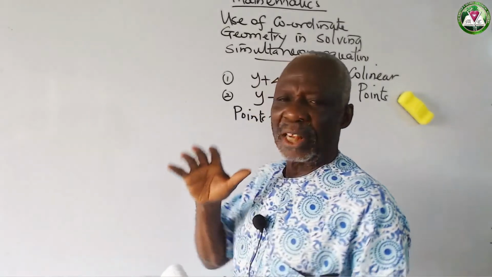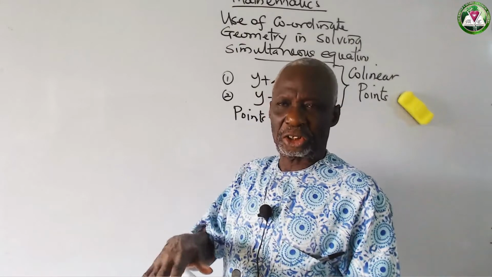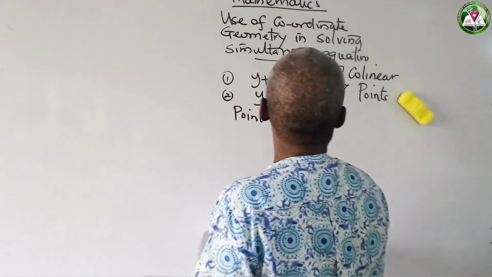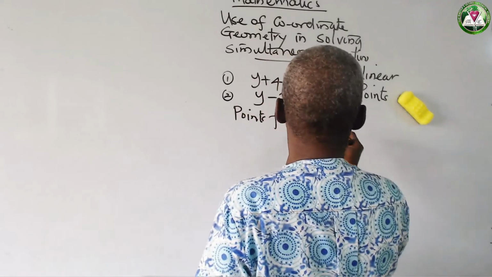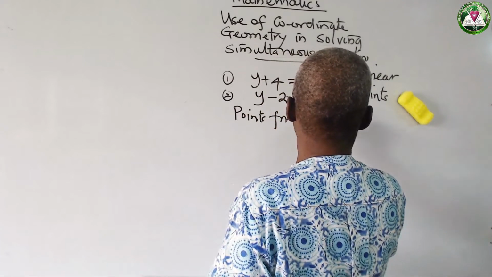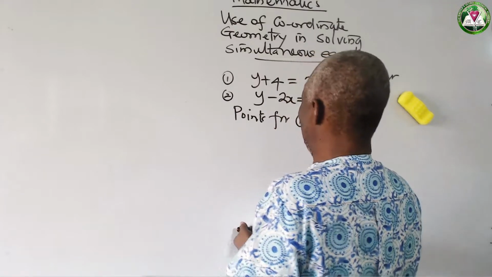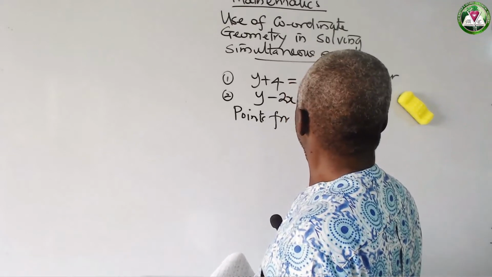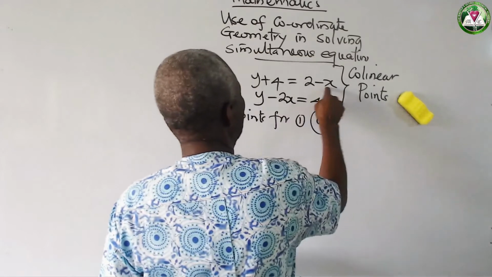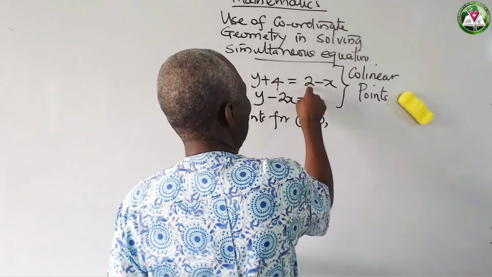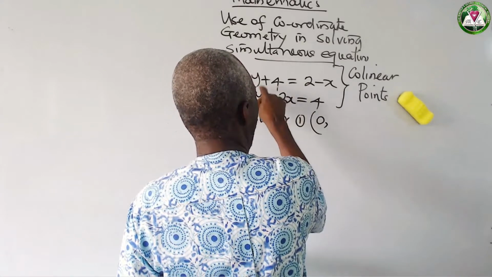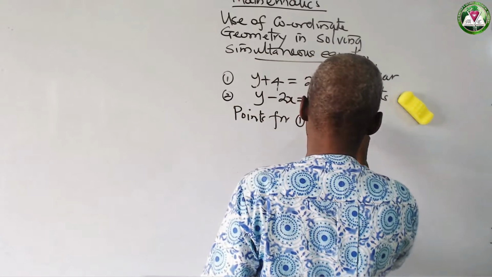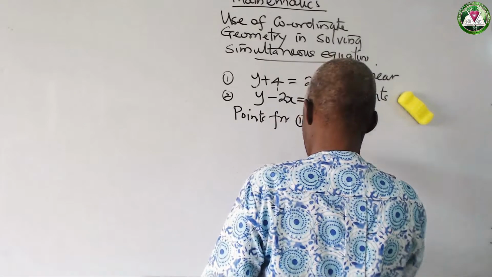Now, we will assume x to be 0 and ask ourselves what will y be. So for the first equation, let x be 0. You put 0, comma. We want to find the equivalent of y when x is 0. We put 0 here. So y plus 4 is equal to 2. Therefore means that y is equal to minus 4 plus 2, and y will be minus 2. So that's how we got that.